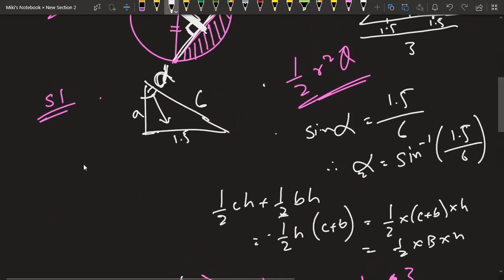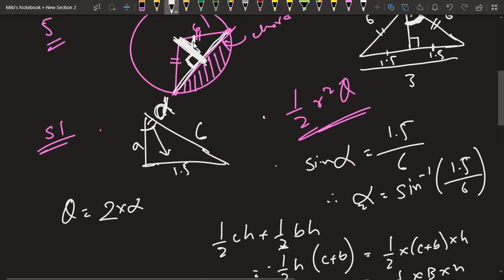Now, once we have found alpha, theta means what? 2 times alpha. Why? Because this angle is our alpha, which means the entire angle is 2 times alpha. That means theta. Why? Because each of the angles is equal.